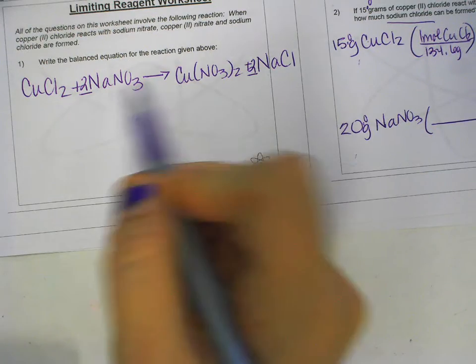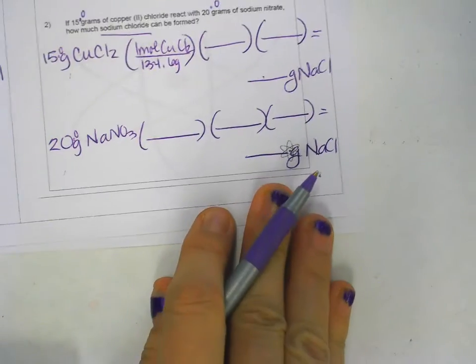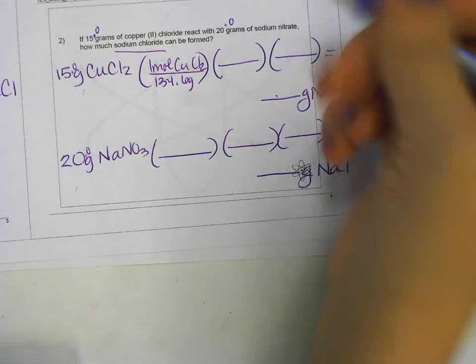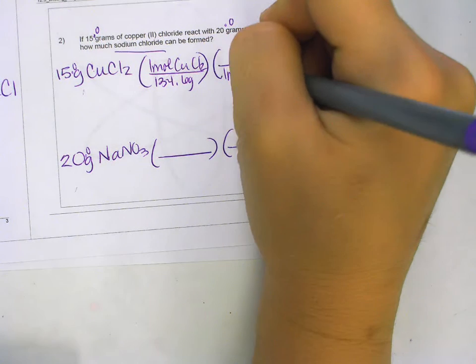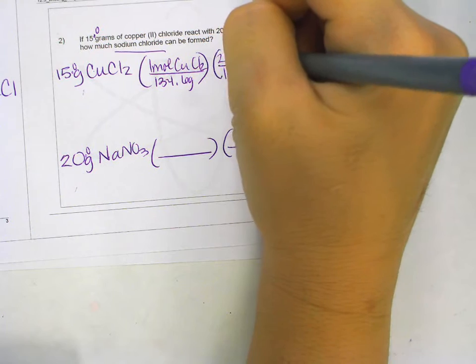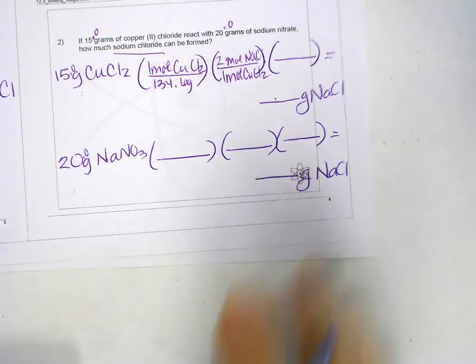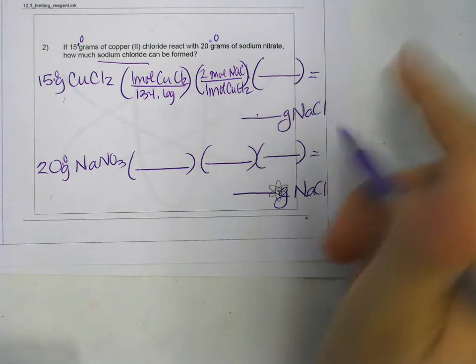Copper chloride has a 1 in front of it. Sodium chloride has a 2. So I'm going to go back over here. Copper chloride has a 1. Sodium chloride has a 2. Now I need to switch that into grams of sodium chloride.